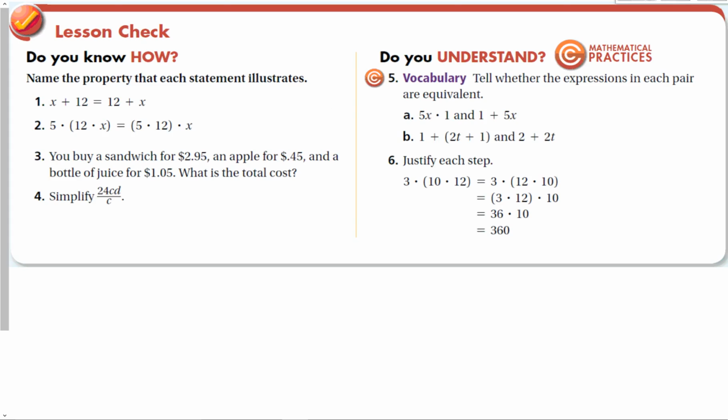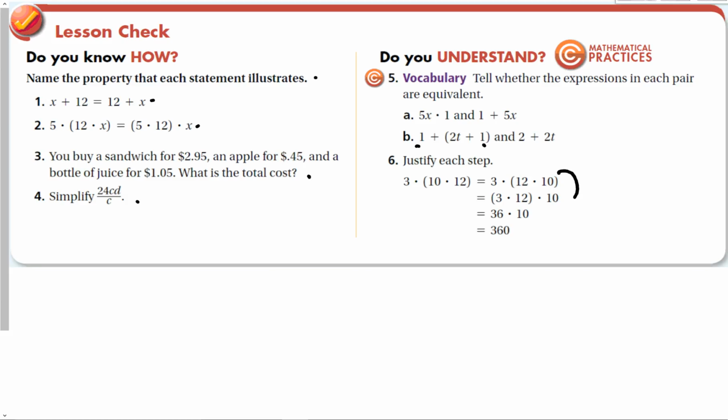Okay? So our lesson check. Do you know how to name the properties? Okay? That is commutative. This one is associative. And to do simple mental math, simplify that expression. Okay? My vocabulary, tell whether the expressions in each pair are equivalent. Are these two expressions equivalent? No, they are not. And are these two expressions equivalent? Yes, they are if we combine the ones together.